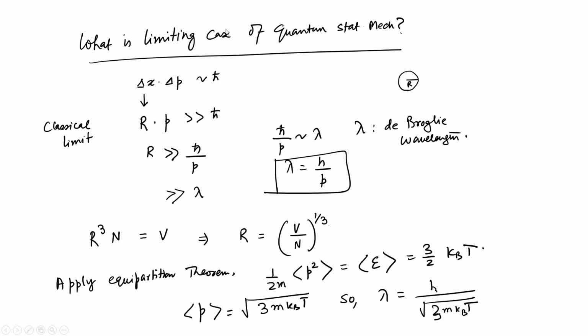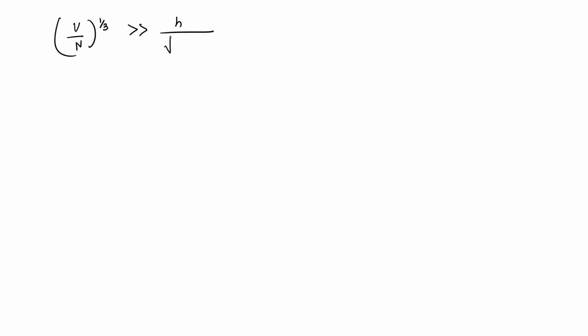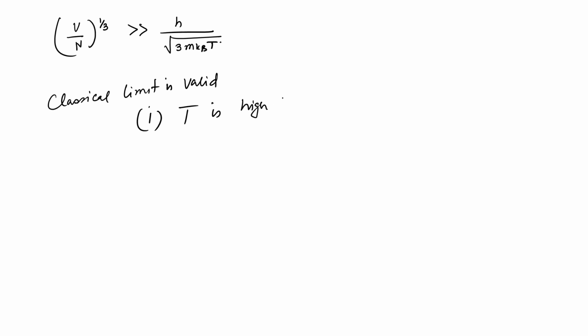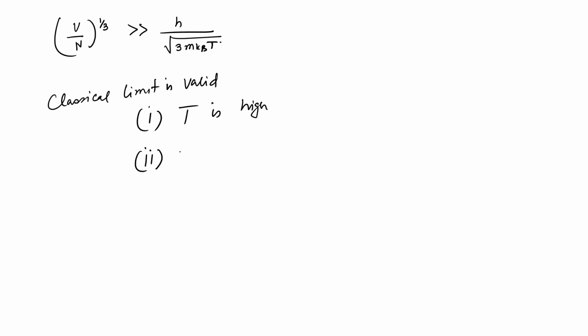Okay. So, this is what we have told. This condition translates to r much greater than lambda. We have calculated r, which is (V by N) to the power 1/3, and we have also calculated lambda, which is h divided by root over 3 m k T. Putting it into r much greater than lambda, we get (V by N) to the power 1/3 much greater than h divided by root over 3 m k T. Okay. So, this tells one thing, that the classical limit is valid when the temperature is high, which means the thermal effects dominate over the quantum effects, and the other is that we have the density to be small.